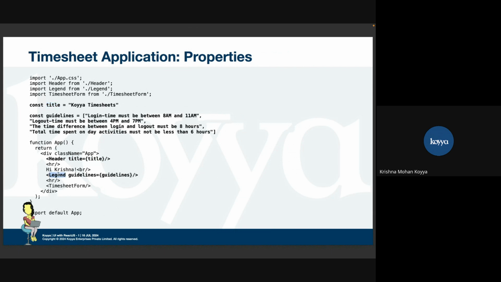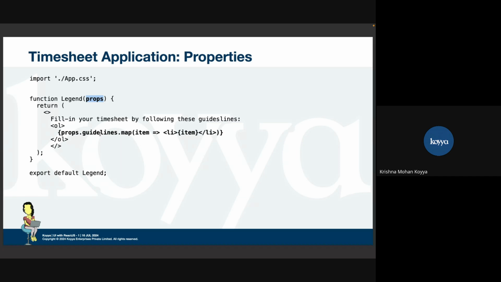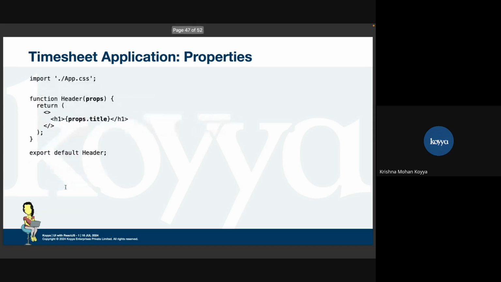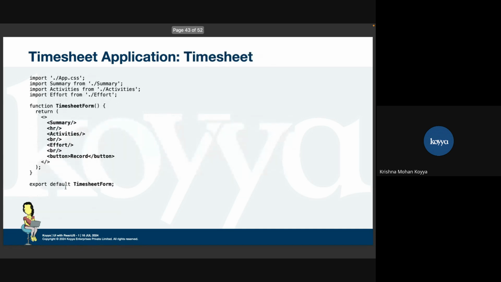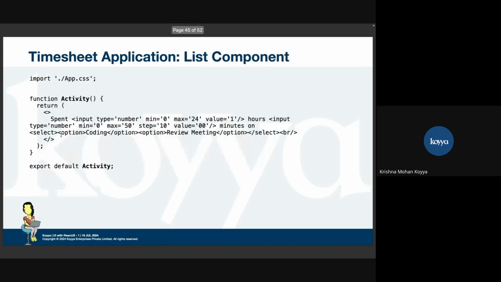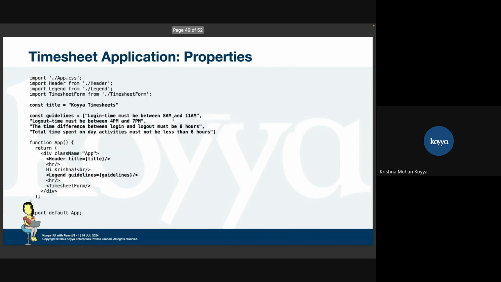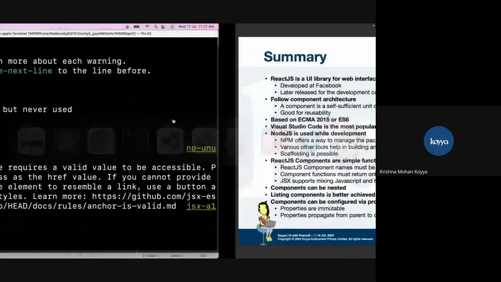And legend, there is something called legend. Legend is expecting properties. In properties, it is expecting something called guidelines. So you pass those guidelines. Where are those guidelines? They are created here. The name can be anything, but we have given the same name. That is legend. After that, what do we have? Timesheet form. Timesheet form is containing what? All these: summary, activities, efforts. And what is activities containing? Activities is containing an array of several activity elements. Lot of components we got, right? When we put all these things together, we'll finally get this application.